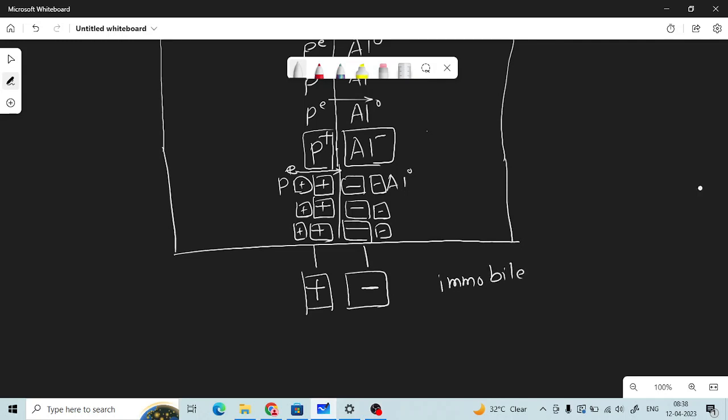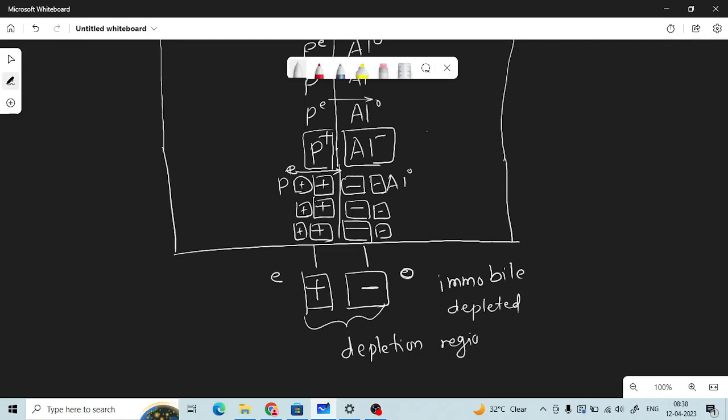So immobile means they are not moving charges. And what are the moving charges? They are the holes and the electrons, they are depleted. Depleted means they are removed from this region, and therefore this region is called the depletion region.